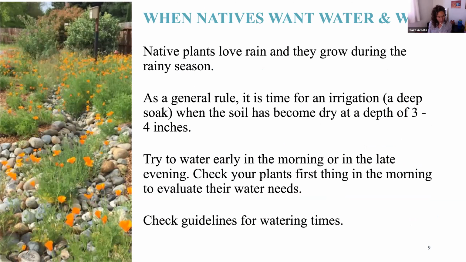Let's see, where am I in my notes? When natives want water and why. So native plants, they love rain. Rain is like the highest quality water. Many of you can tell the garden just pops after the rain, and that's because there is nitrogen in rainwater, and it is the purest water. People call it the sweet water. So the best quality water you can give to your native plants is rainwater, so take advantage of it.